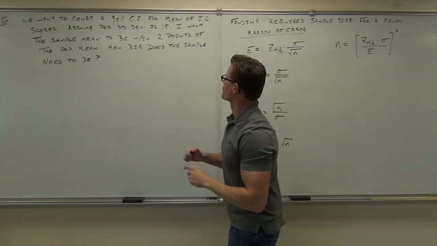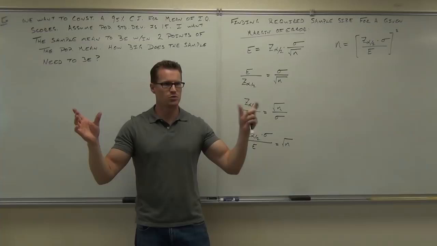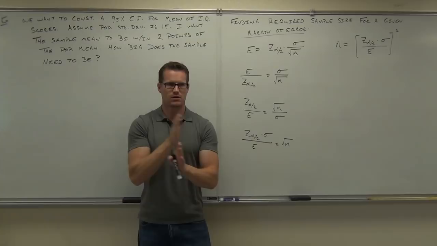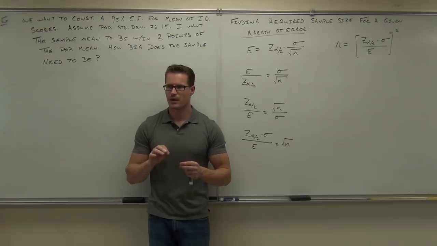Now, it says a little bit further, I want the sample mean to be within 2 points of the population. What's that mean? I don't have the mean. I have the sample mean. I want it to be within 2 points of the population mean. Within 2 points means the maximum difference between them has to be what? Two. Has to be two. So what's my margin of error? Two. Now, the question, is it two, is it 0.2, or is it 0.02?